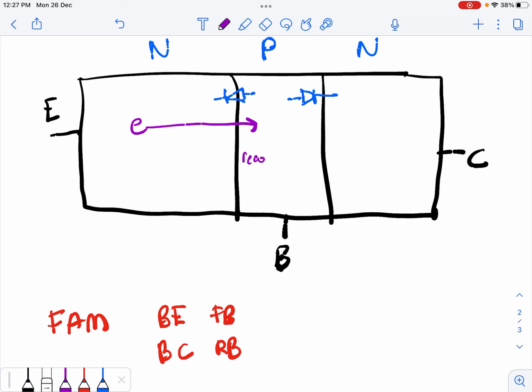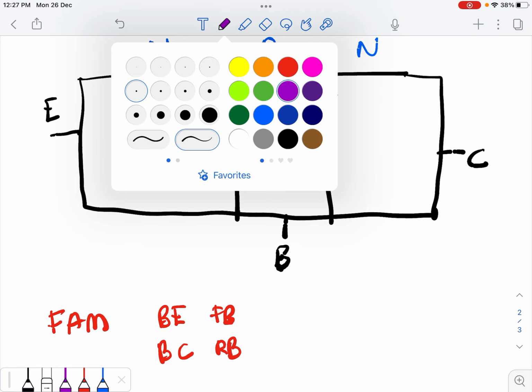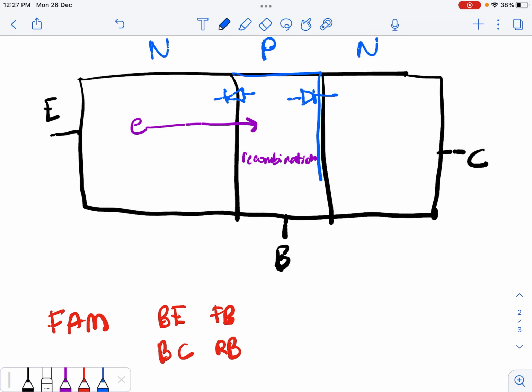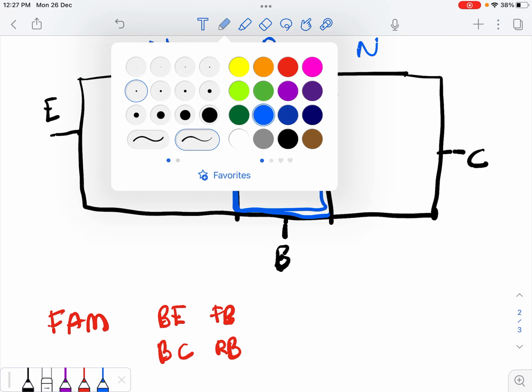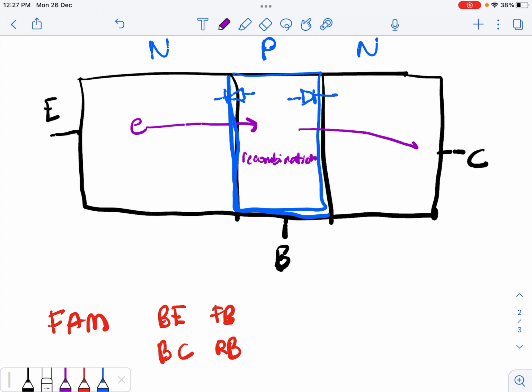So you will have recombination happening inside the base, but not many, because normally you will try to make the base region as small as possible to reduce the probability of the electrons recombining with the holes. So some will recombine, and most of the electrons will drift to the collector and be collected.